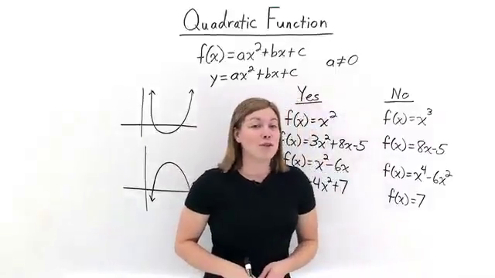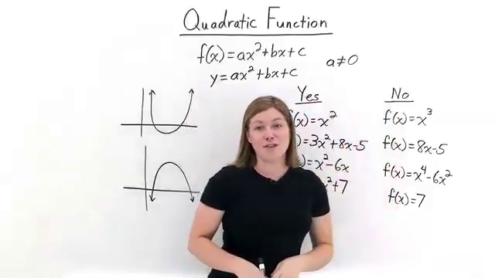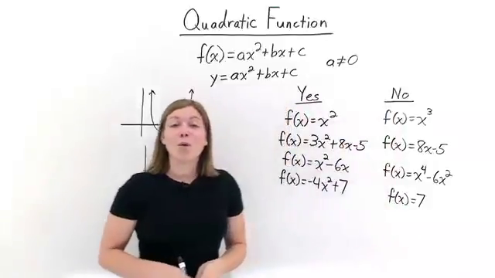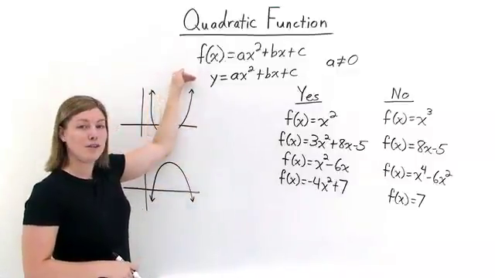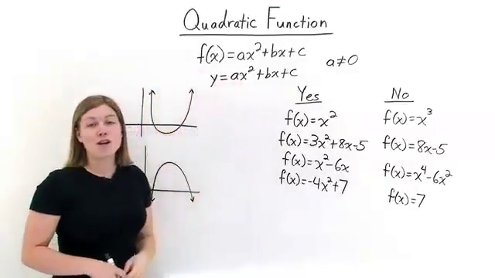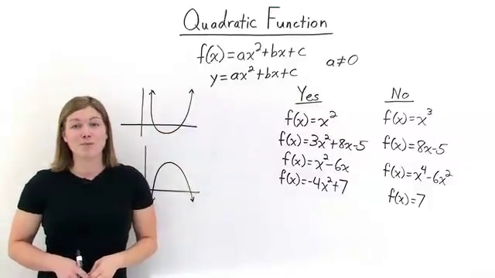So now we have a few examples of functions that are quadratic functions and ones that are not quadratic functions. Remember, in order to be a quadratic function, your function must be of one of these forms. You must have this x squared term, and the highest degree that the variable x can have must be equal to 2.